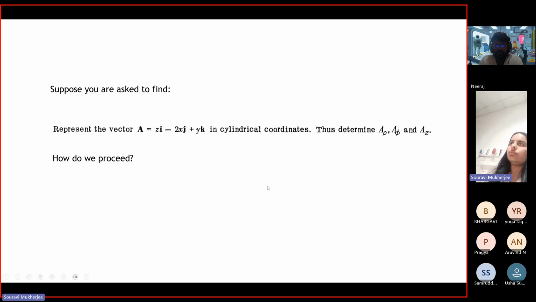So as of now, do you guys have any idea how to do it? What are your thoughts in this direction? What is the basic protocol, or what comes to your mind when you see this question? Any idea? If you want to say something, you can unmute and say.